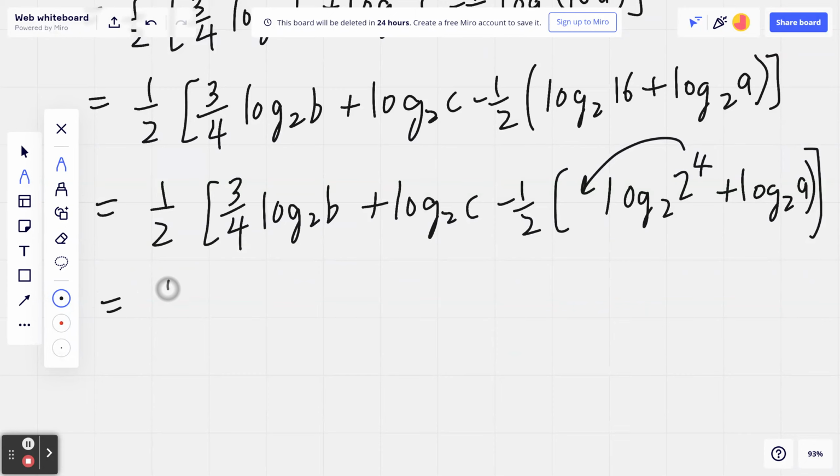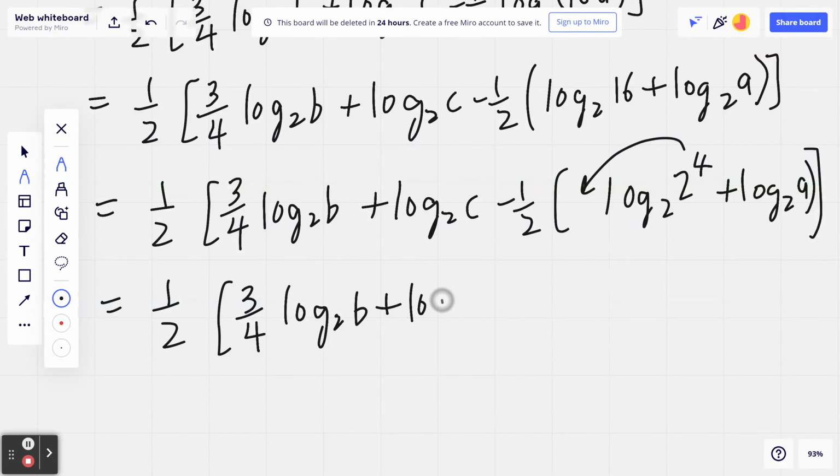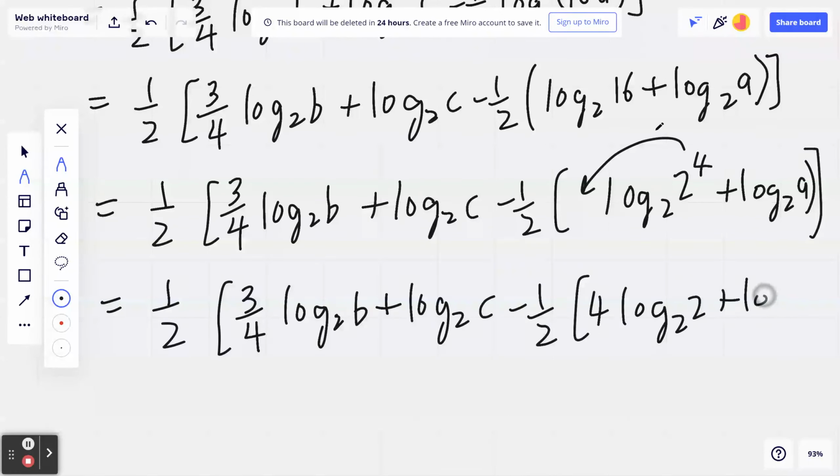Now we're making progress. Look at this, right? 3 divided by 4, log of base 2 of b, plus log of base 2 of c. Now I'm going to bring the 4 to the front. And I think I'm now ready to expand everything. So again, look what happens. Log 2 of 2 is 1.